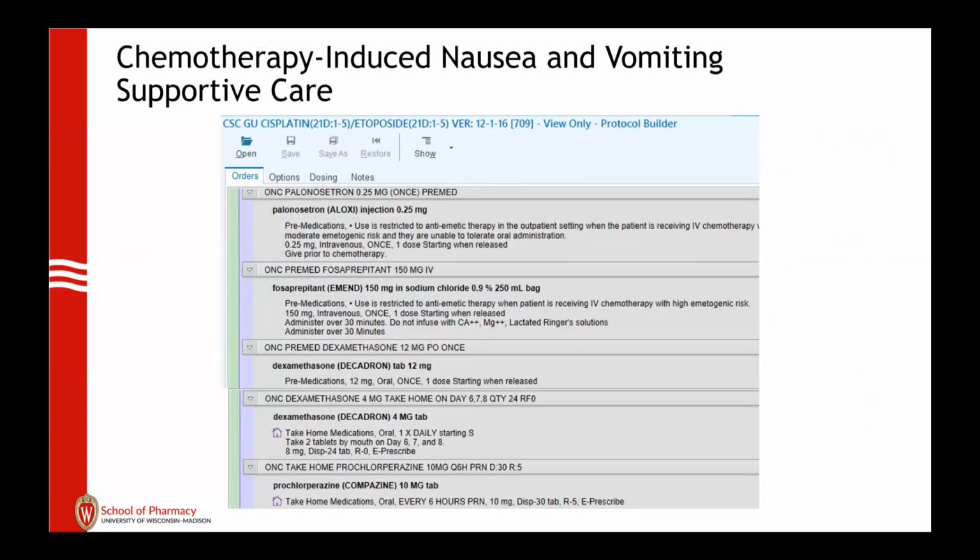Every 3 years, we update our treatment plans to incorporate the most recent guidelines for CINV treatment and prophylaxis. Here's an example of a GU regimen with cisplatin in it. And these treatment plans have been really, really helpful to have a uniform and consistent approach across the health system.